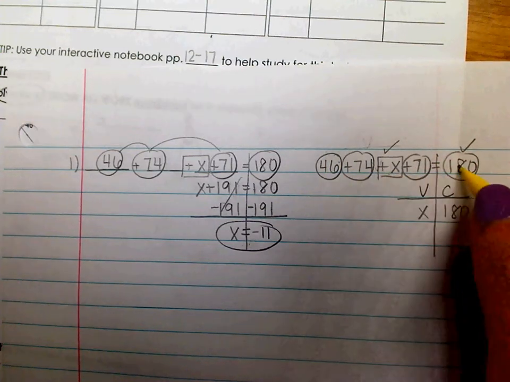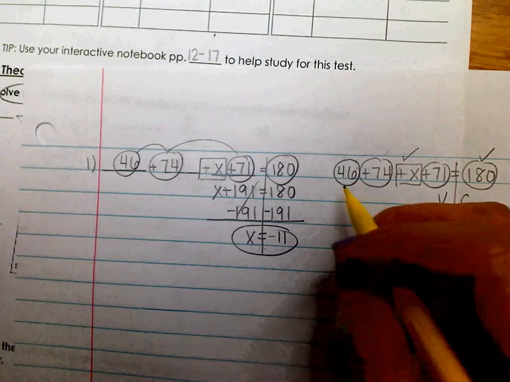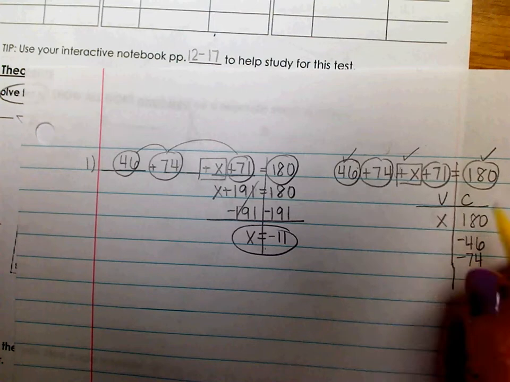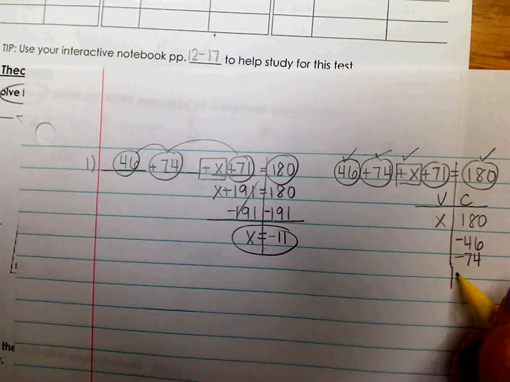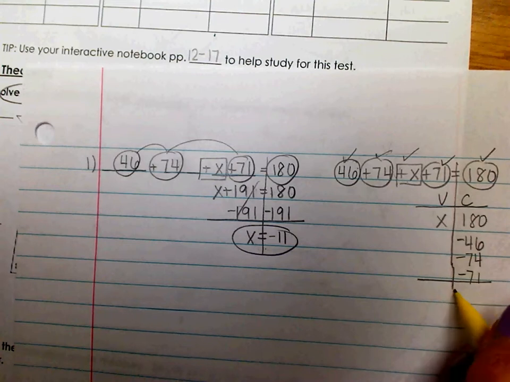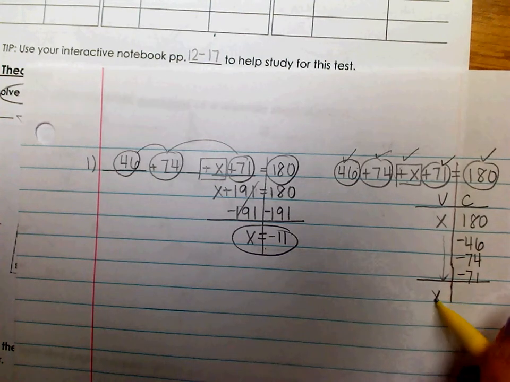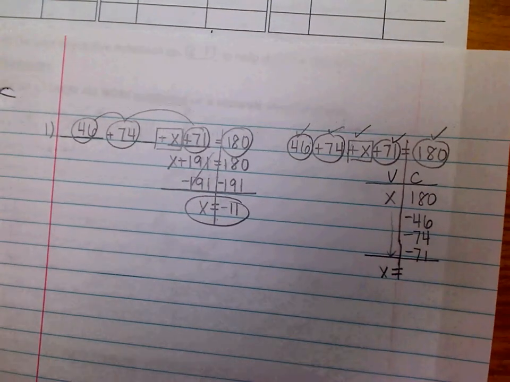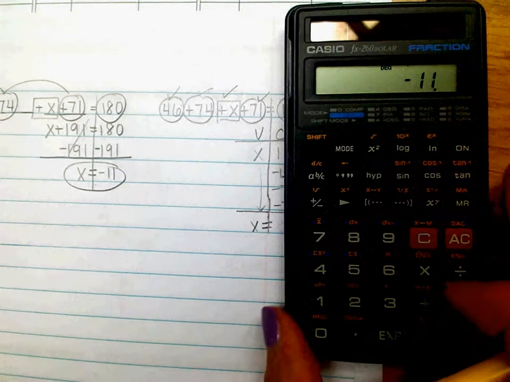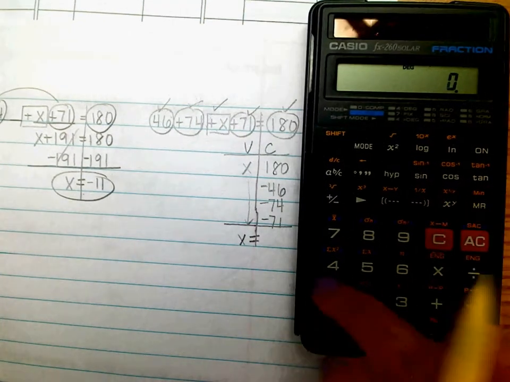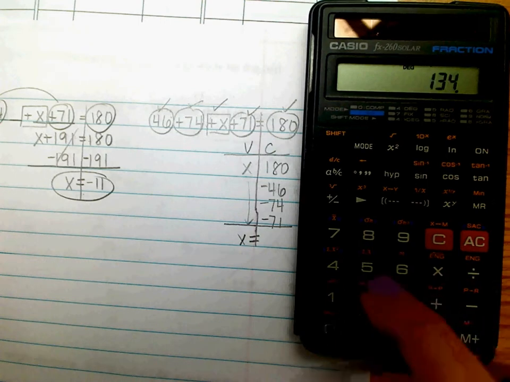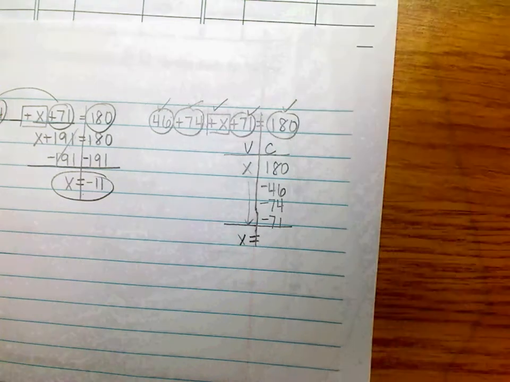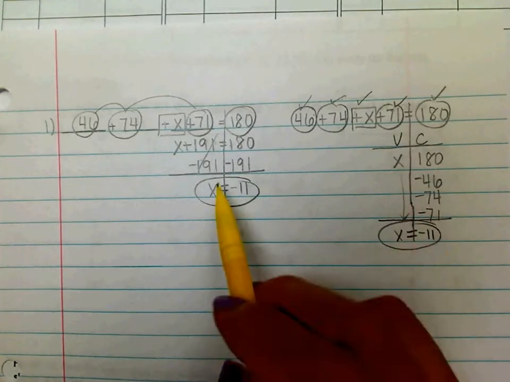So on this side, I have a 180 already, but then all of these are changing sides. So 46 is coming to this side, you've got to change its sign. It was positive, now it's negative. Now you take the 74, bring it to this side, it was positive, now it's negative. 71, you bring it to this side, it was positive, now it's negative. Nothing's happening with the x. That rarely happens. Then add all these four numbers up: 180 plus negative 46 plus negative 74 plus negative 71, and I get negative 11. So this is another way to do it.